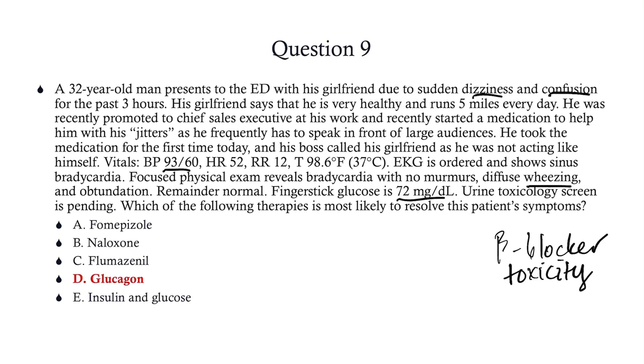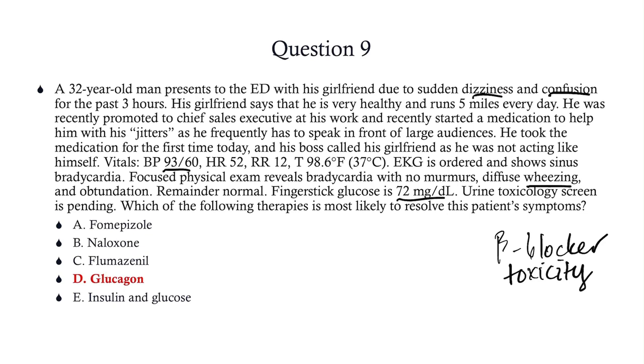Now, fomepizole would be given if a patient were to have ingested ethylene glycol, for instance. We do not suspect that in this patient. Naloxone would be given for a patient who overdosed on opioids. We don't expect that in this patient because there's no indication that he's been put on a drug for pain.